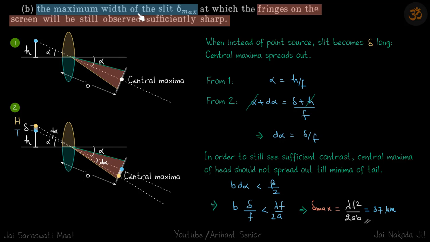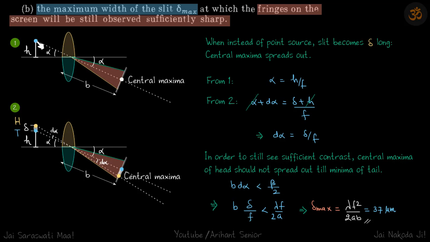What is the maximum width of slit delta max at which the fringes on the screen will be still observed sufficiently sharp? So let's discuss what is the case when the slit is like a point object. So in that case, central maxima is formed here.